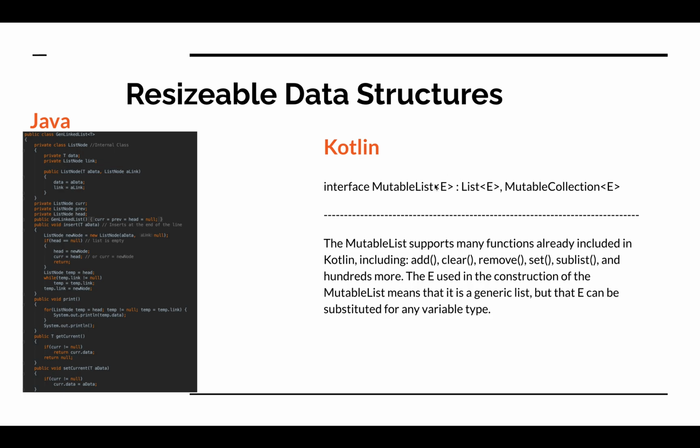In case you were wondering what that E means, it's similar to how when we defined a general linked list in Java, we use that T for type. E basically just means that it's a generic mutable list. That E can be replaced with any variable type that you would want it to be. Just in this example, I used E to compare it to setting up a general linked list in Java.